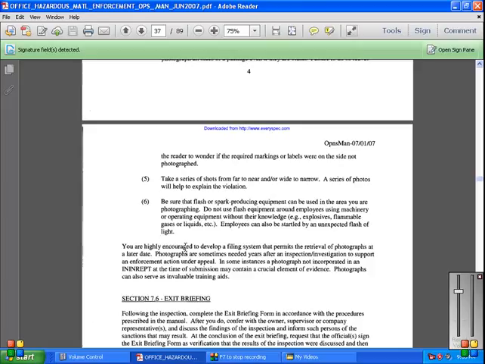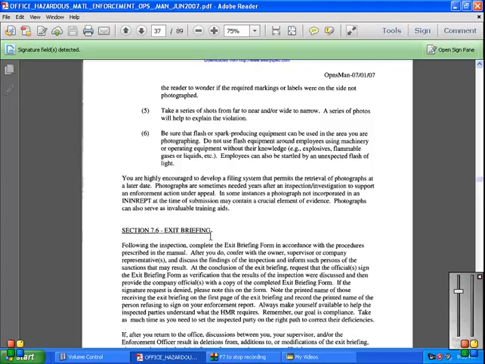You are also highly encouraged to develop a filing system and permits for retrieval of photographs later. Photography is sometimes needed after inspection investigations to support an enforcement action under appeal. An instance of photography incorporated in an inspection report at the time of submission contains a crucial element of evidence. Photographs can also serve as invaluable training aids.